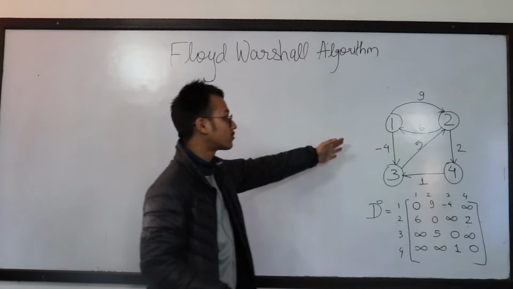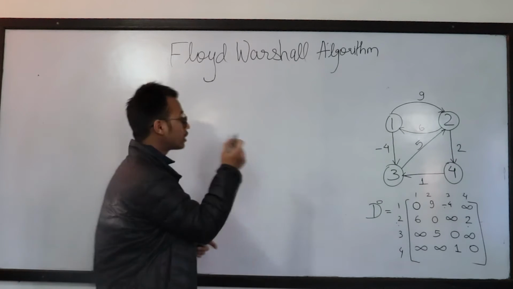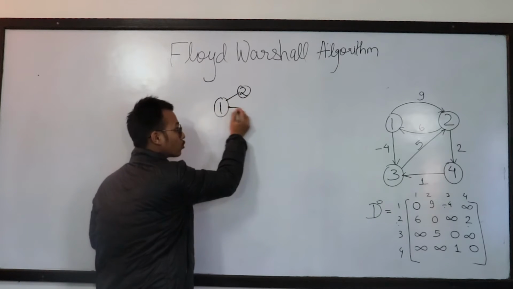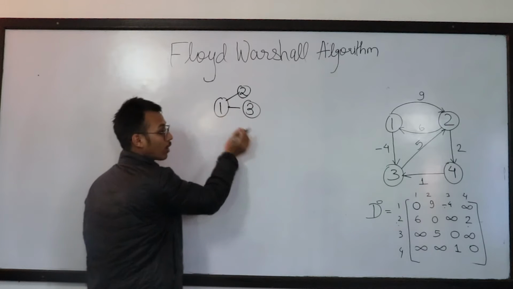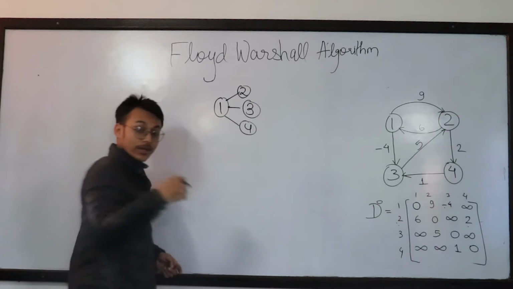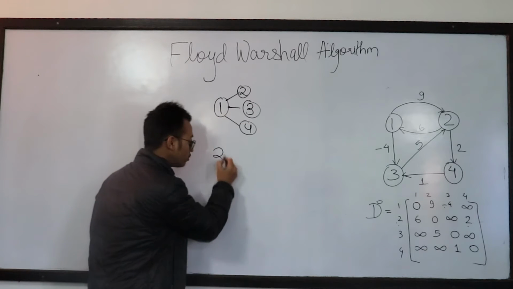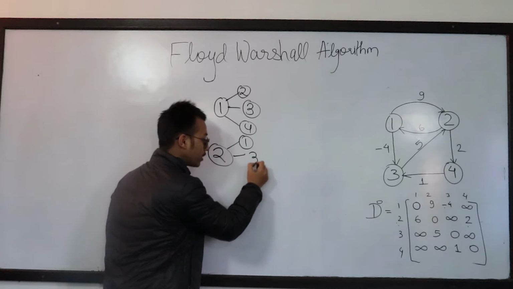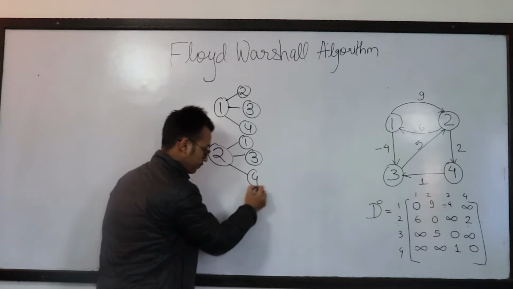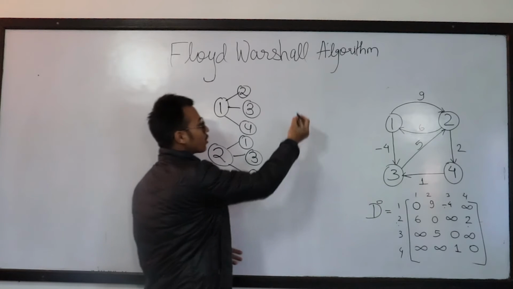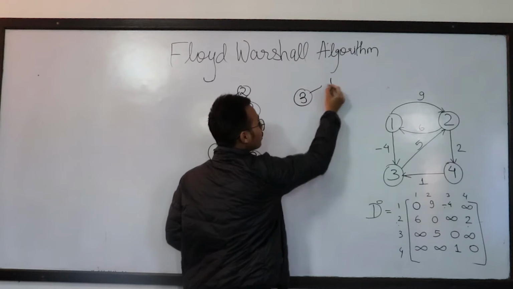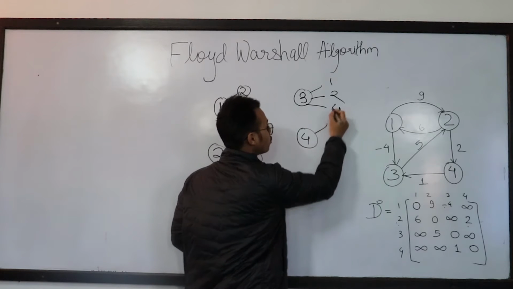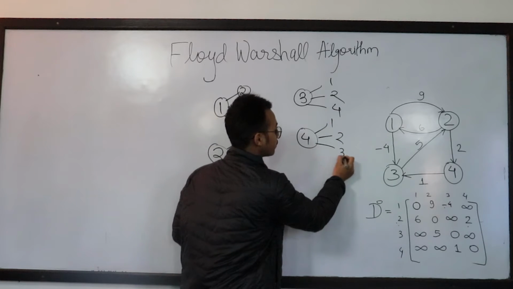For example, in this figure, let's take node 1. We need to find the shortest distance from node 1 to 2, node 1 to 3, and node 1 to 4. And again, we need to find the shortest distance from node 2 to 1, node 2 to 3, and node 2 to node 4. Same way, we need to find the shortest distance from node 3 to 1, node 3 to 2, and node 3 to 4, and again from node 4 to 1, node 4 to 2, and node 4 to 3.